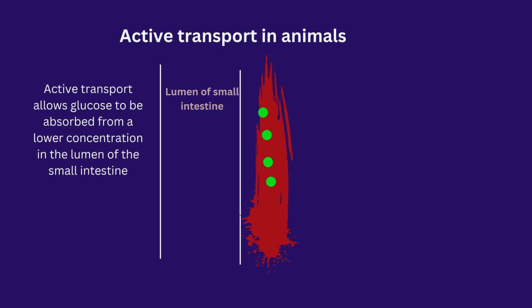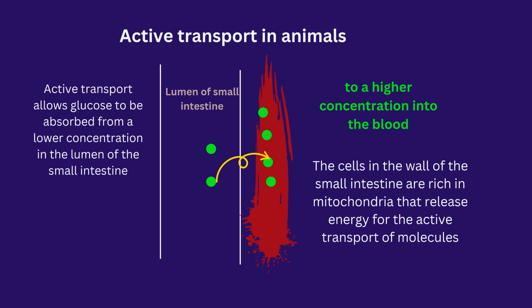Let us now look at active transport in animals. We're going straight on to the small intestine to look at how glucose is absorbed by active transport. So active transport allows glucose to be absorbed from a lower concentration, which is inside the lumen of the small intestine, to a higher concentration, which is in the blood. The cells in the wall of the small intestine are rich in mitochondria that release energy for the active transport of these molecules.